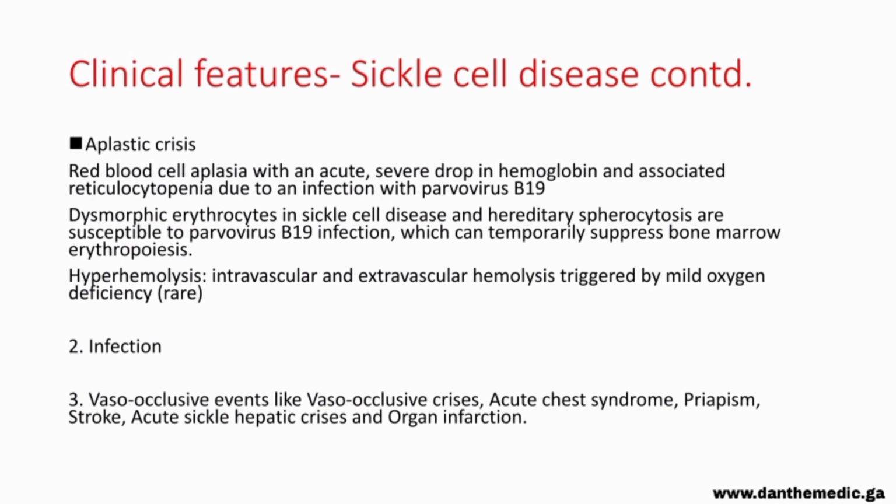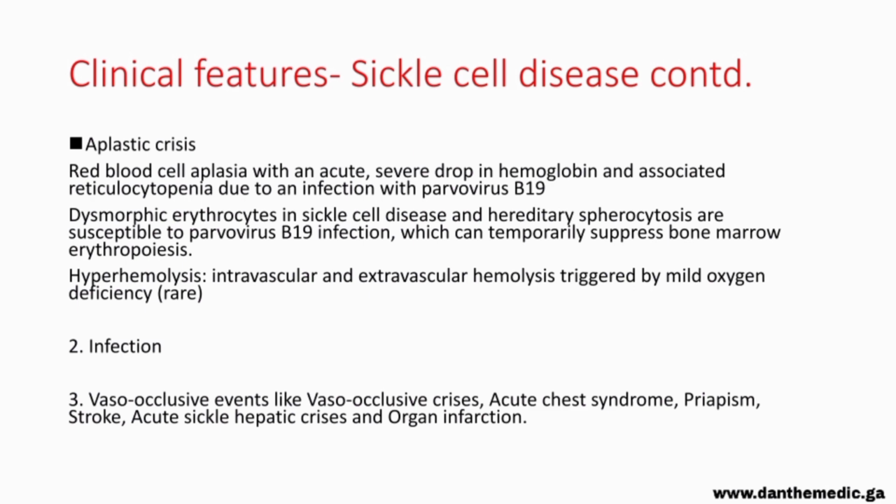Another example of vaso-occlusive event is acute chest syndrome, also priapism. There can also be stroke as an example of vaso-occlusive event. So in this case, it will be ischemic stroke. And then also, there can be acute sickle hepatic crisis, which manifests as pain in the right upper quadrant. We see jaundice in these patients, nausea, hepatomegaly, and fever as well.